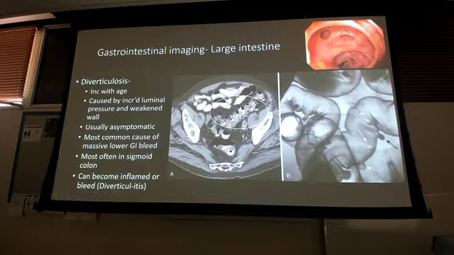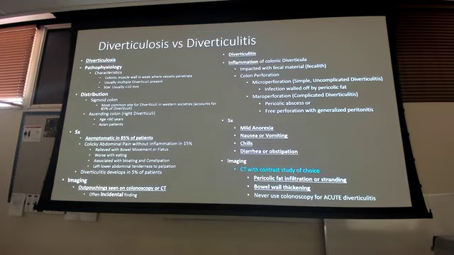Look at that. The most common cause of massive lower GI bleed. When these things get inflamed and angry, they bleed. And they bleed quite a bit. And so a lot of times these are what's causing it. So usually in the sigmoid colon, and when it becomes inflamed or bleeds, it's diverticulitis.